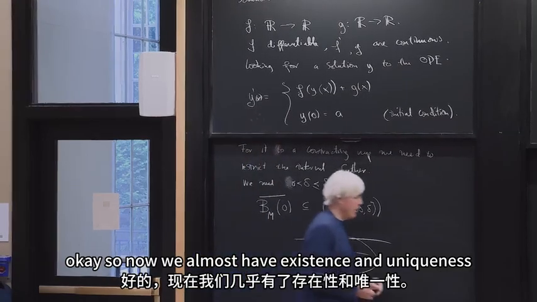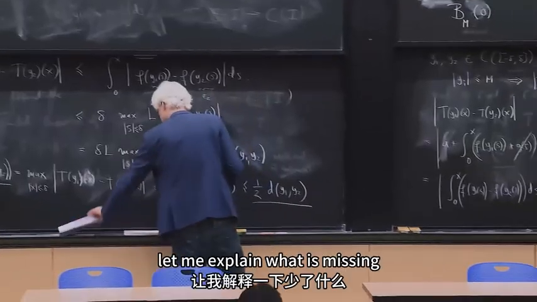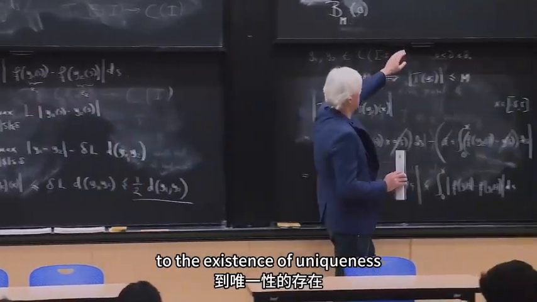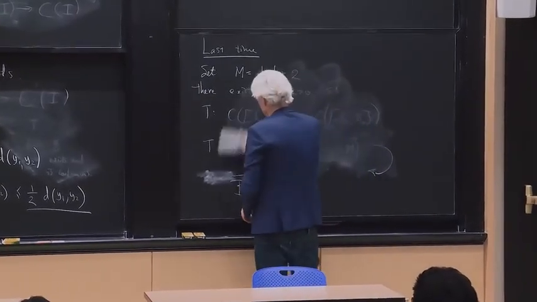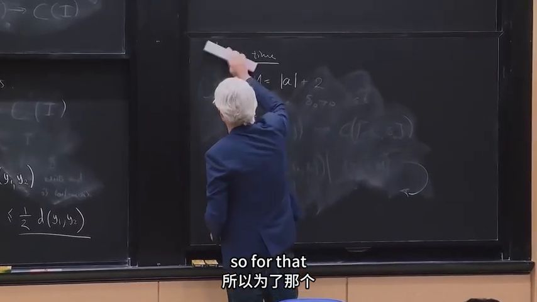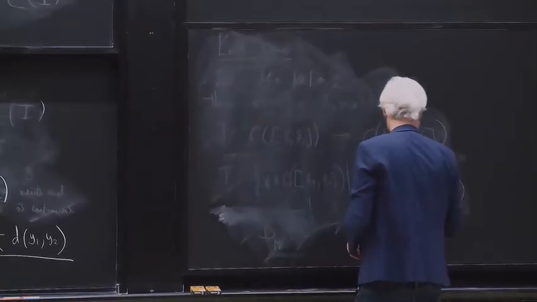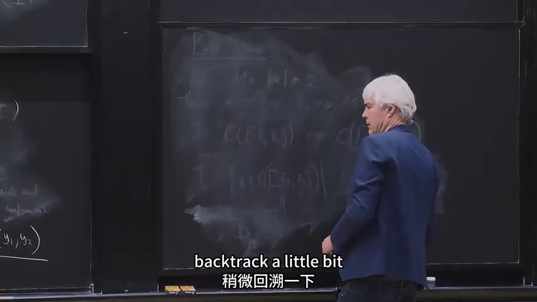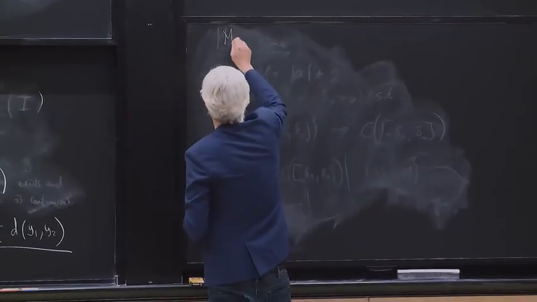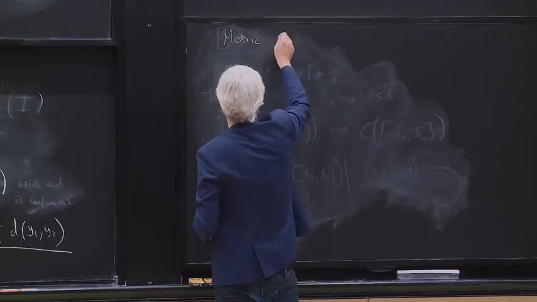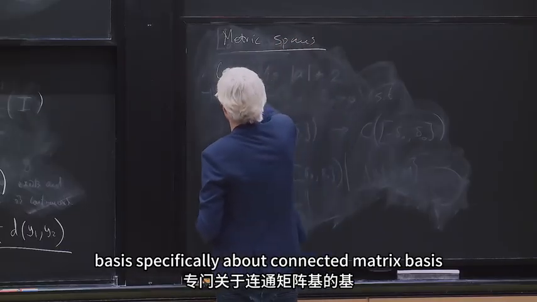Okay, so now we almost have existence and uniqueness. Let me explain what is missing for existence and uniqueness. For that, let me backtrack a little bit and talk about something about metric spaces, specifically about connected metric spaces.